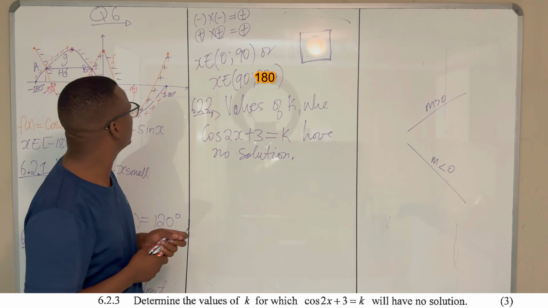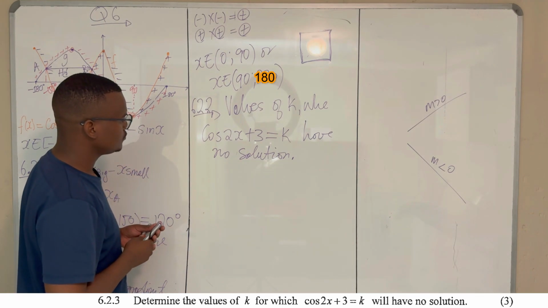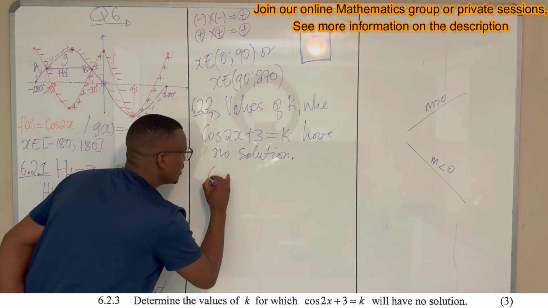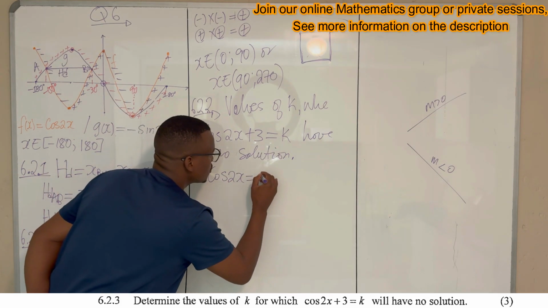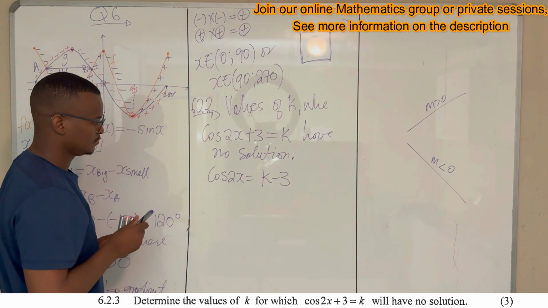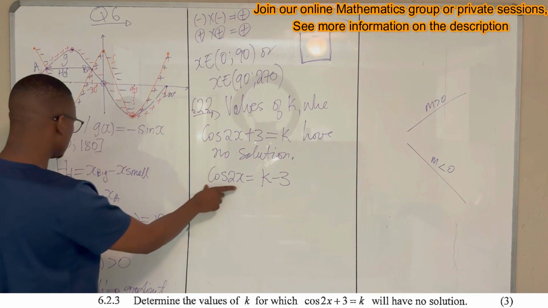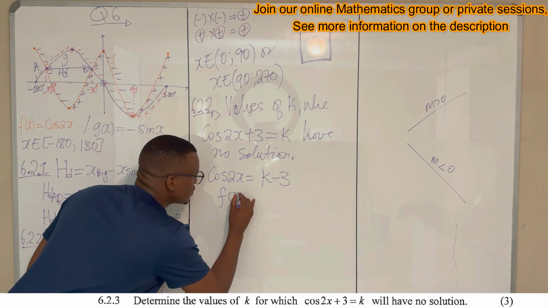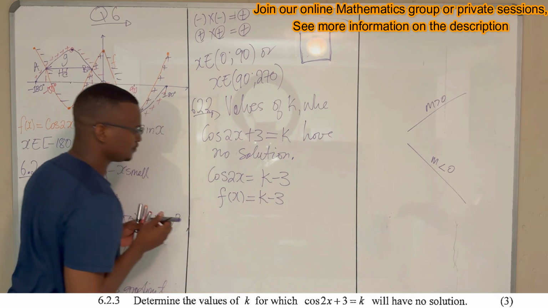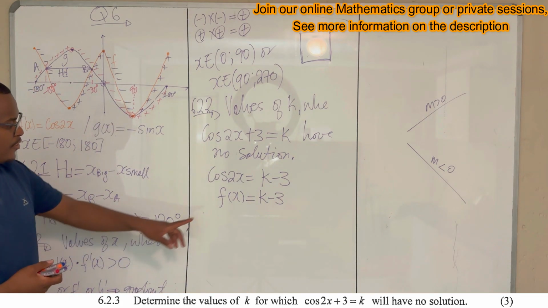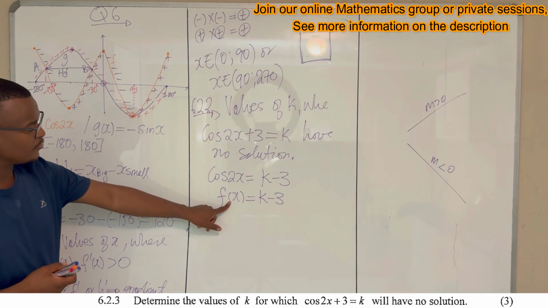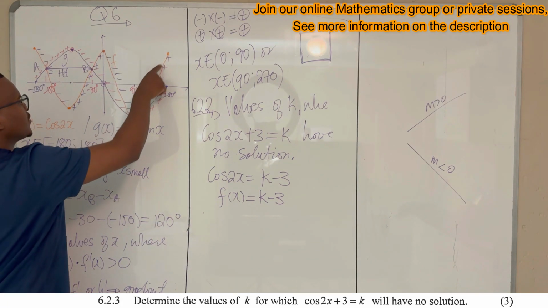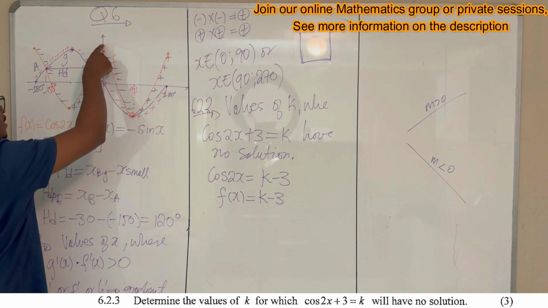No problem. So, if you're looking at this, you can say, okay, let's take this to the other side. So what you have is cos 2x is equal to k minus 3. What is cos 2x? Cos 2x is this function here, f of x. So what you have is f of x is equal to k minus 3. If you look at f of x, f of x is the orange function, is this function over here.